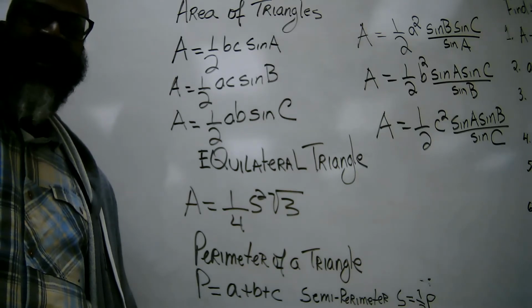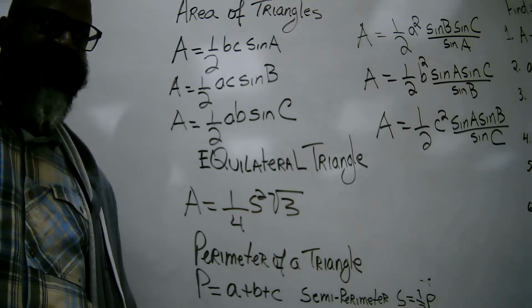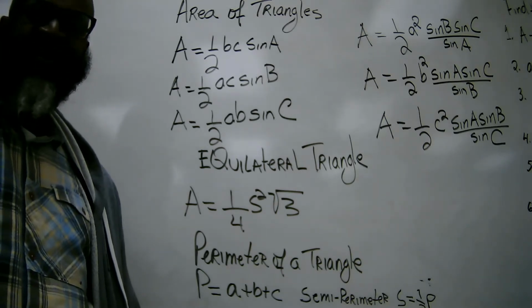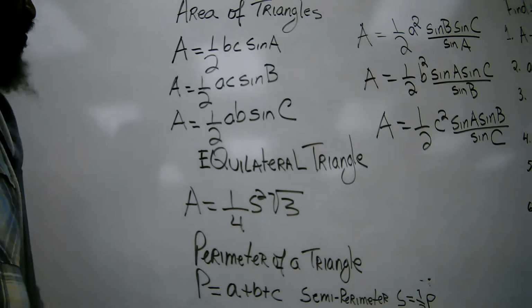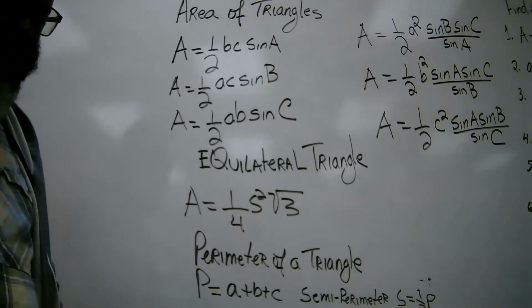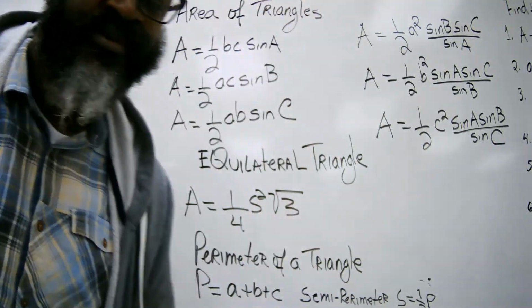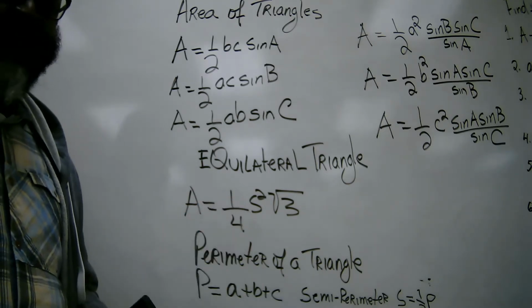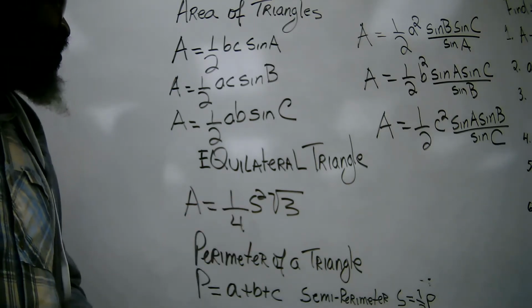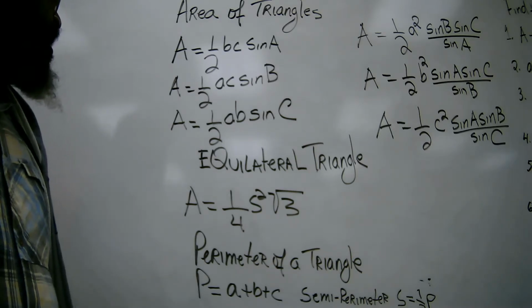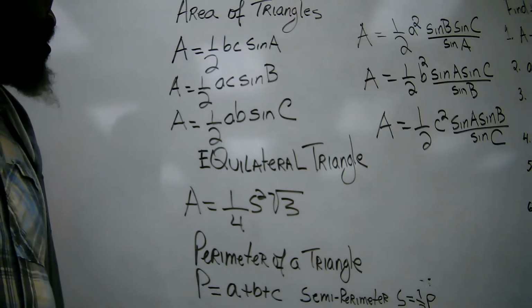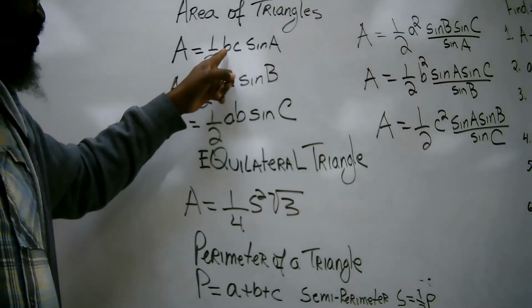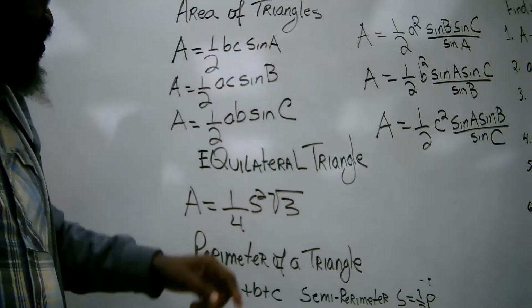There are special formulas that you can use to find the area of those triangles. However, when you're using those formulas, you're going to need a calculator that has sine in it. If you know two sides of a triangle and the included angle, that's what these are used for. Area of a triangle is 1/2 bc times sine A. You're going to find the area.